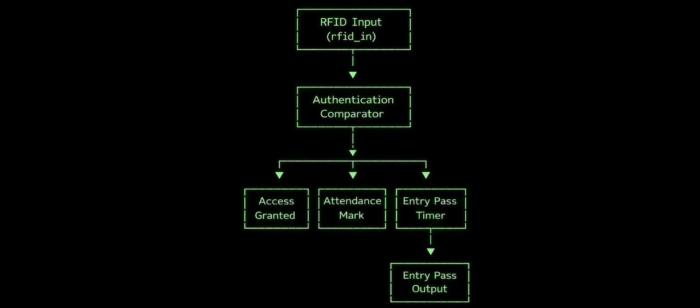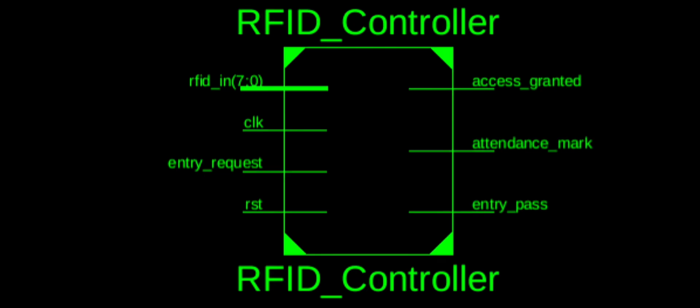The access granted output allows the door or gate to open, while the attendance mark confirms that the user's entry has been recorded. At the same time, the entry pass timer keeps the entry pass active for a short duration before it turns off automatically. If the RFID does not match an authorized ID, the system will not activate these outputs. This flow matches the project's methodology and functional description, where a valid RFID sets the access, attendance, and entry pass signals high, while an invalid RFID keeps them low.